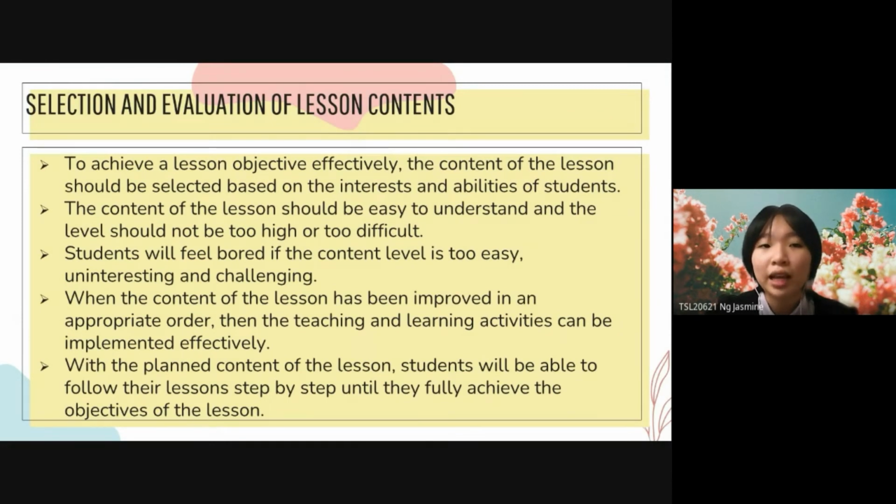This is the part for selection and evaluation of lesson contents. To achieve a lesson objective effectively, the content of the lesson should be selected based on the interests and abilities of students. We as teachers need to consider the levels and abilities of students so that we can carry out our lessons more effectively. The content of the lesson should be easy to understand and the level should not be too high or too difficult. Just like what I said just now, if the student is in grade 1, we should not use contents of lessons that are beyond their grades or their levels. So students will feel bored if the content level is too easy, uninteresting, or too challenging.